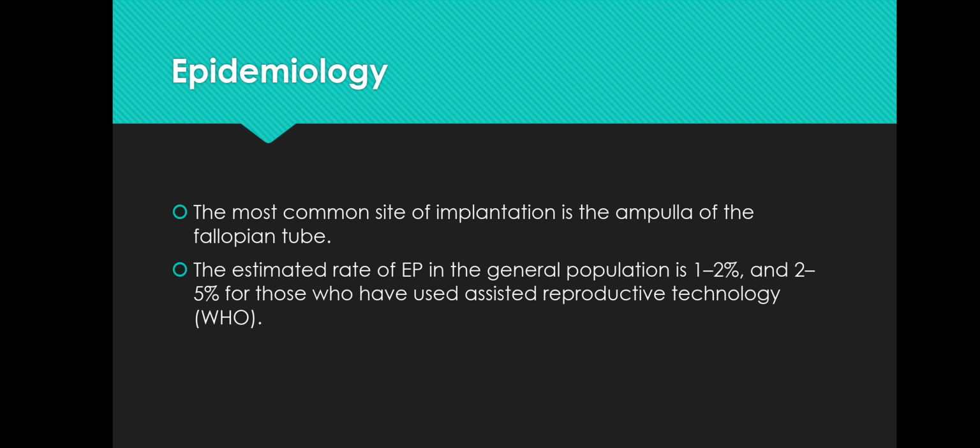Now, what's the epidemiological data? So the most common site of implantation, as has been mentioned, is the ampulla of the fallopian tube. According to data from the WHO, the World Health Organization, the general population has an estimated rate of about 1 to 2% of ectopic pregnancy, and about 2 to 5% among those who have used assisted reproductive technology, according to WHO.